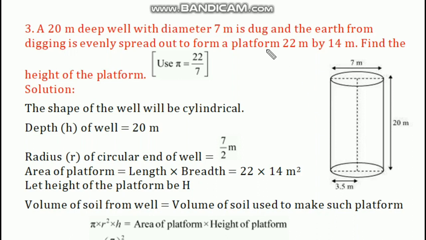At the same time, the cuboid dimensions are given. So 22 meter and 14 meter, length and breadth, are given. We need to find out the height of the cuboid platform. So already we know that the volume of the well is equal to the volume of the cuboidal platform.